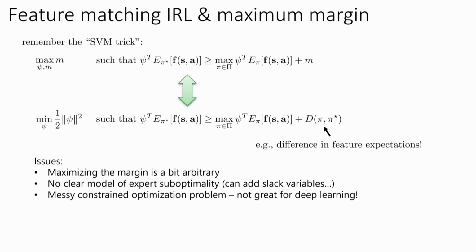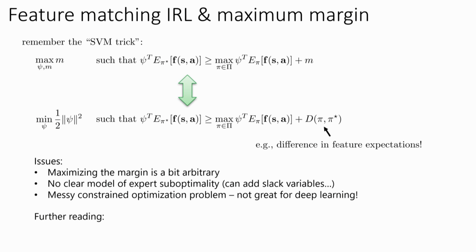And then the other problem is that you end up with a kind of messy, constrained optimization if you go this route, which is fine for linear reward functions, because then you can set everything up as a QP and use widely available QP solvers, but it's not a great fit for deep learning. So if you have, for example, a nonlinear neural net representation of your reward, it's very hard to make a trick like this actually workable.